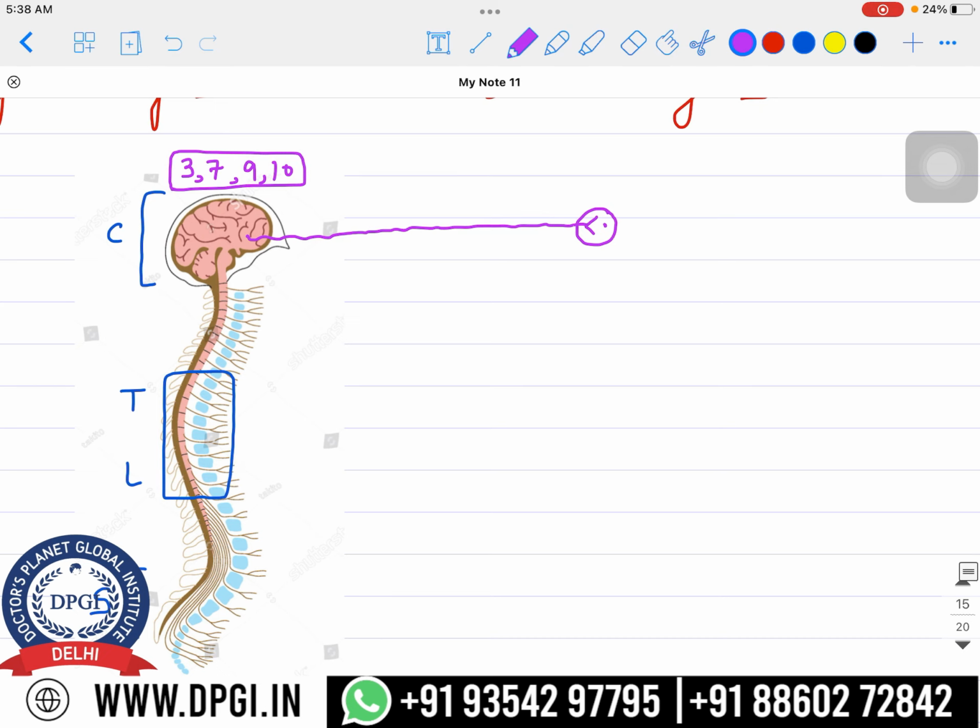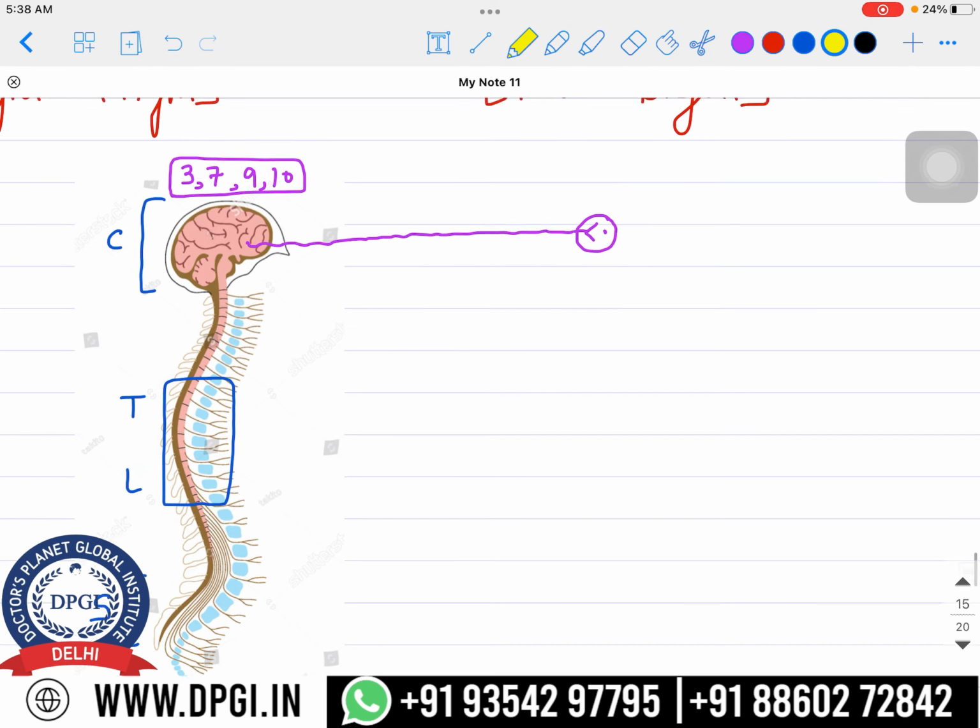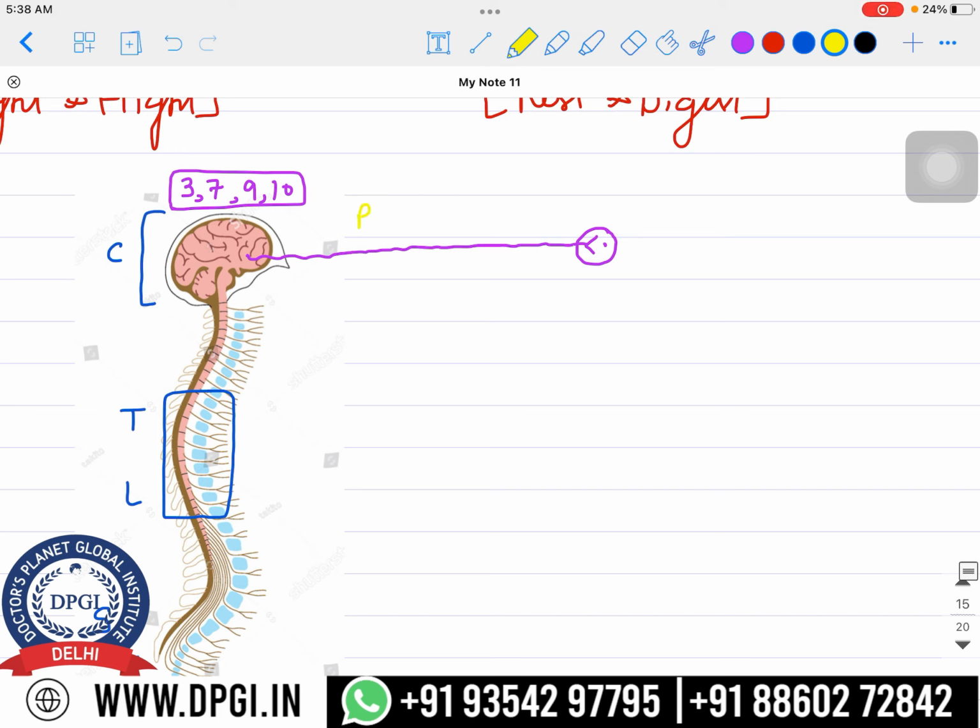Before the ganglion, these fibers are called the preganglionic fibers. Very easy. And obviously after the ganglion they will be called the postganglionic fibers. There is no surprise in that. After that we will again have some fibers, and they will end up in some particular organ, let's say the eyes, the pupil. So this is the craniosacral region.